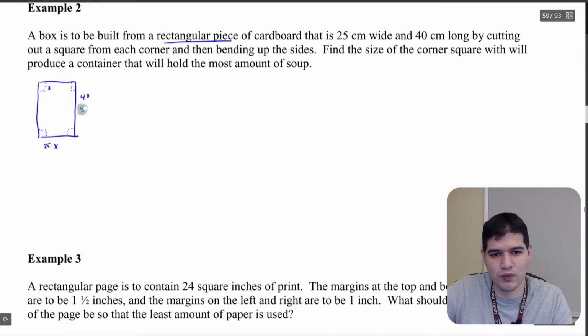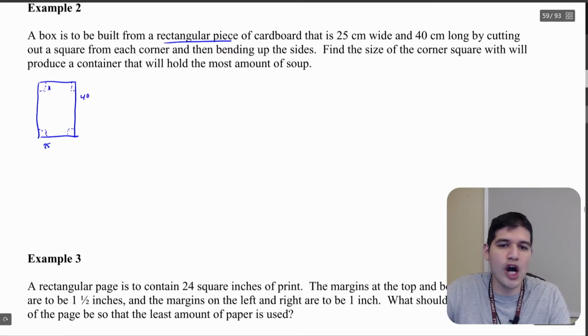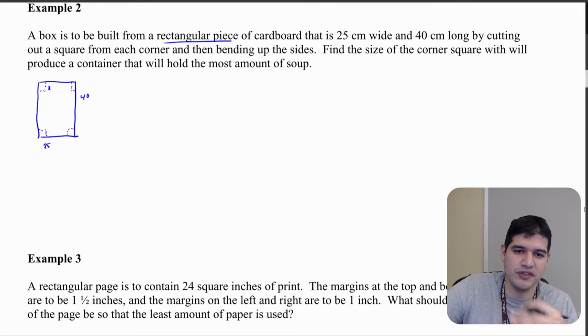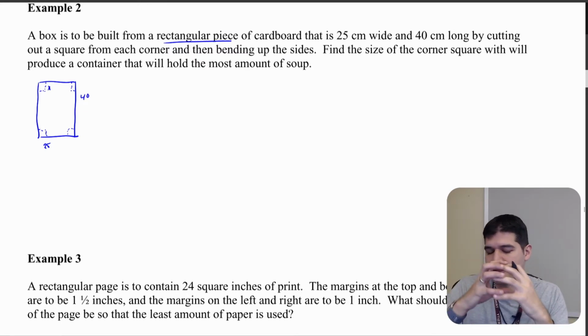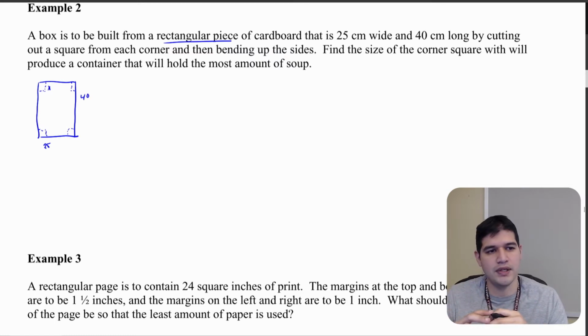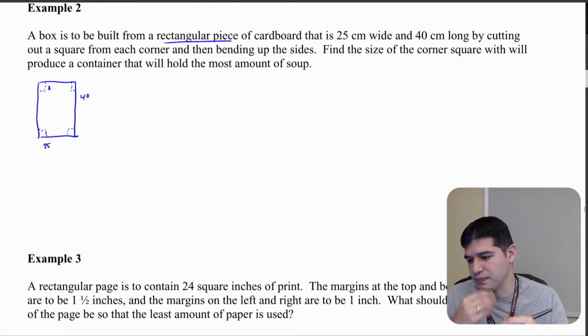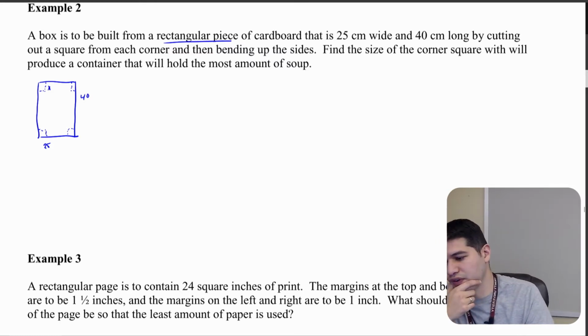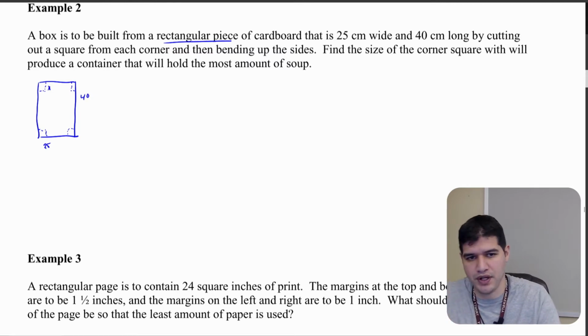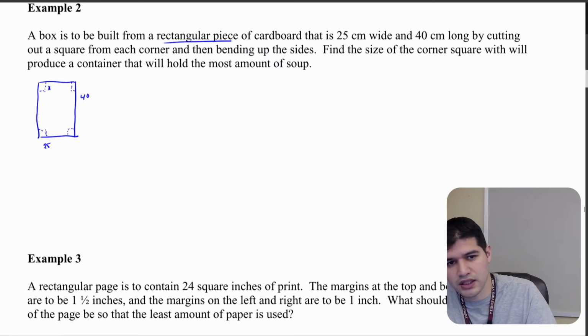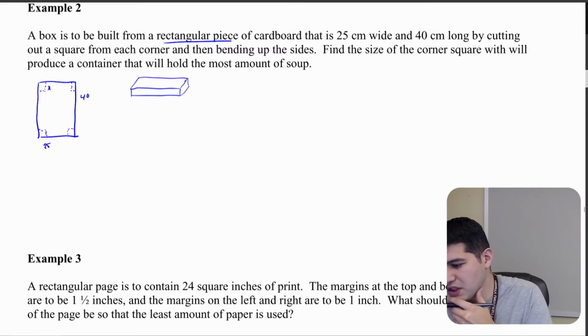So let me erase the X and Y variables that I put, because we know the cardboard is 25 by 40. But we're cutting out these squares, and the size of the squares are always going to be the same. So find the size of the corner square which will produce a container that will hold the most amount of soup. Okay, so we also want to find some sort of box shape. Let me draw a box real quick. Again, I'm no artist. Okay, and that's pretty much what I have here.